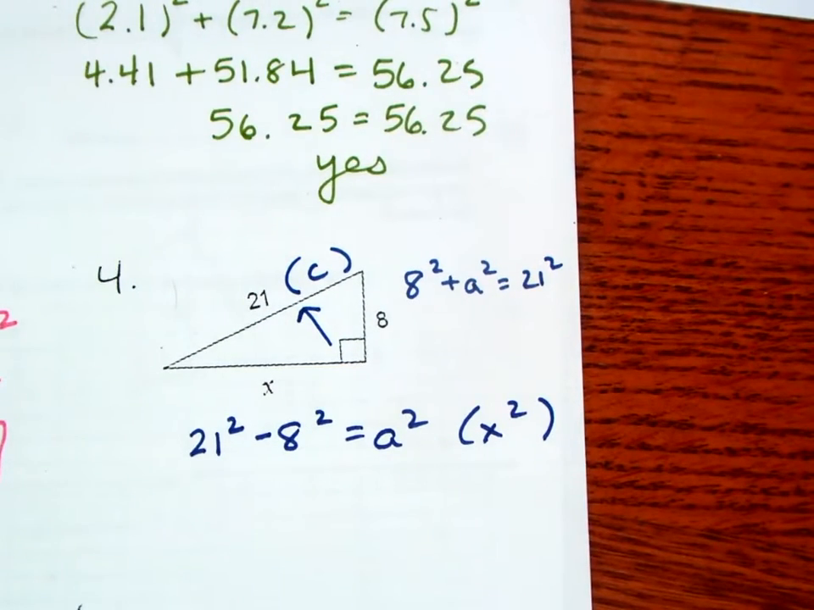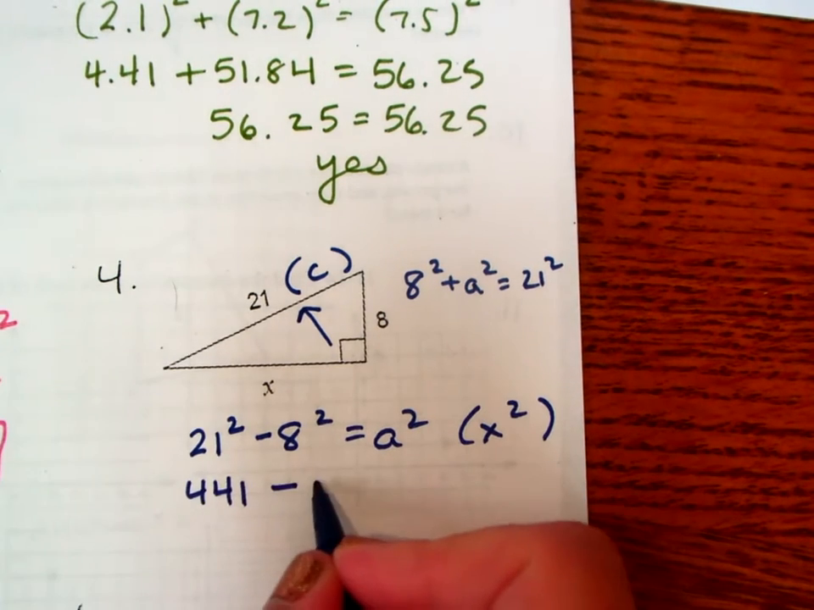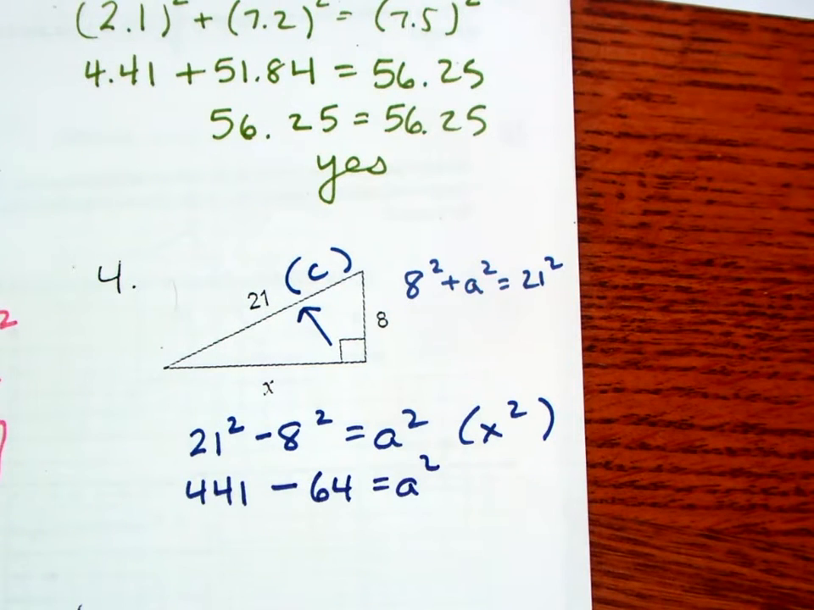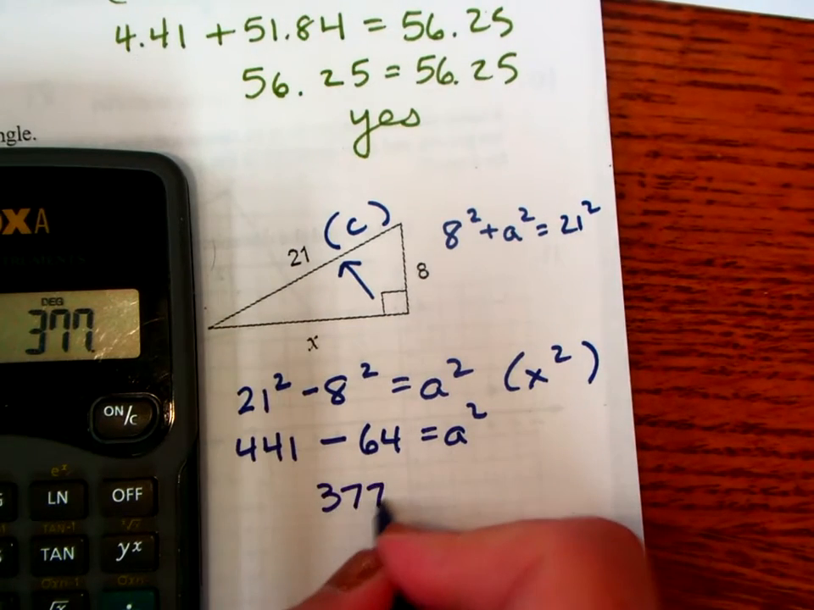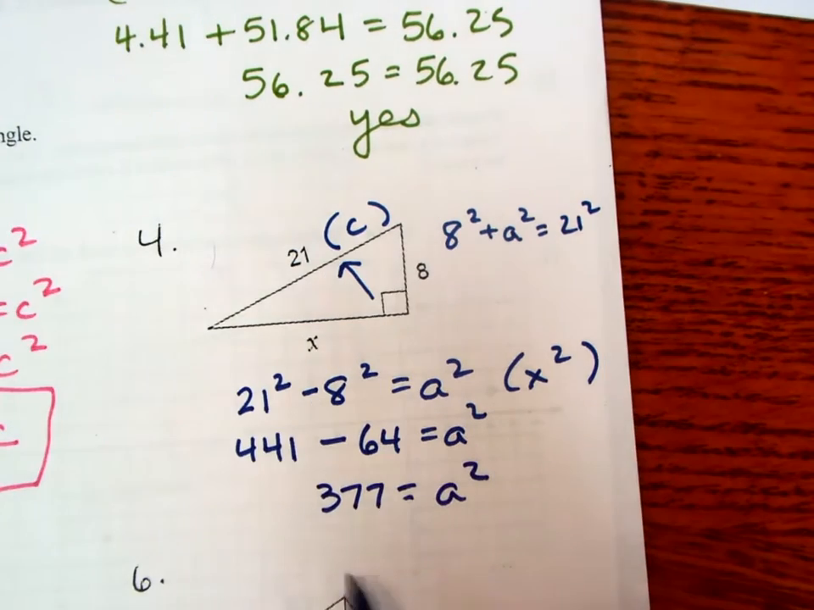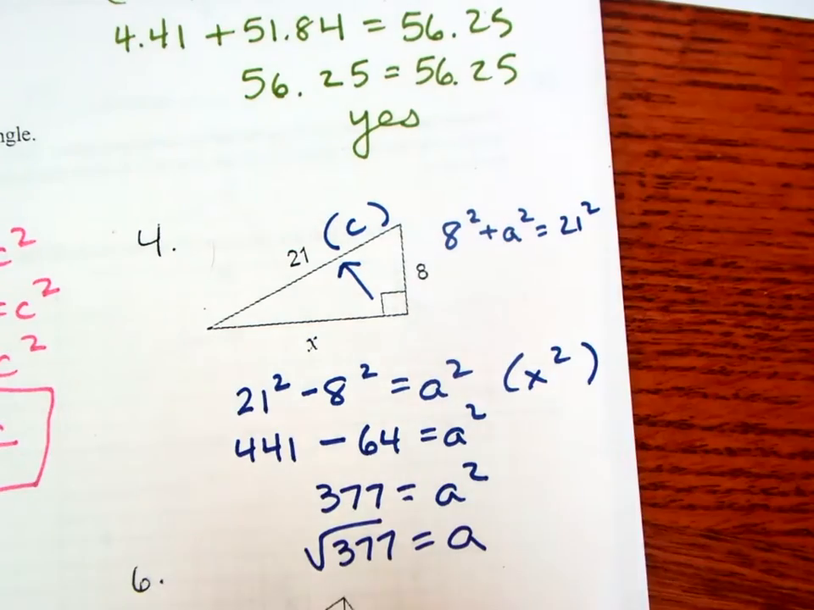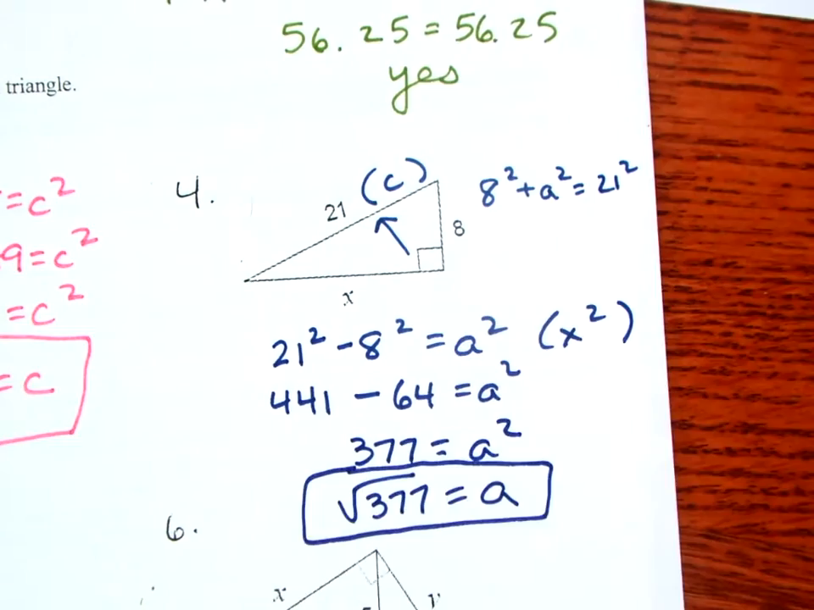Okay, and 21 squared is 441. And 8 squared is 64. So now I'm going to do 441 minus 64. And I get 377. So I have 377 equals A squared. So the square root of 377 will equal A. And I'm just going to leave it like that again. So that would be my solution.